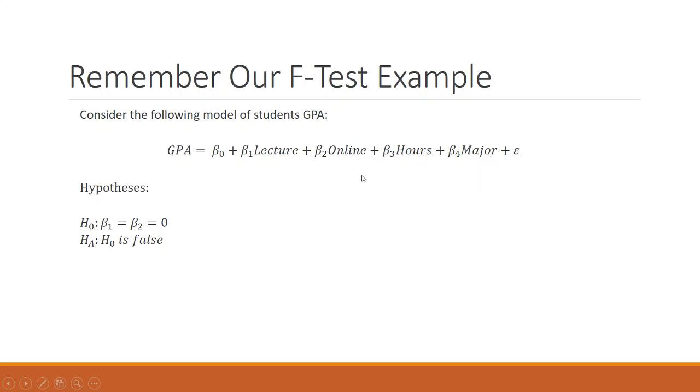Well, the way that we would test that would be to do a joint test where we state the null hypothesis that beta 1 and beta 2 are both equal to 0, and then the alternative hypothesis that the null is false. All right, so that's how we would test this joint hypothesis to see whether or not classroom instruction matters once we've controlled for hours spent studying and major.